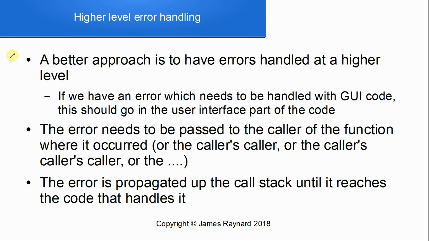The usual way of doing this is for the function where the error condition occurs to return. So the low-level networking function will return. If it's been called directly from the GUI code, then that can handle it, but it's more likely to have been called by some other function. So that function needs to return as well and pass the error on to its caller, and that will keep going until finally we return to a function that can handle the error.